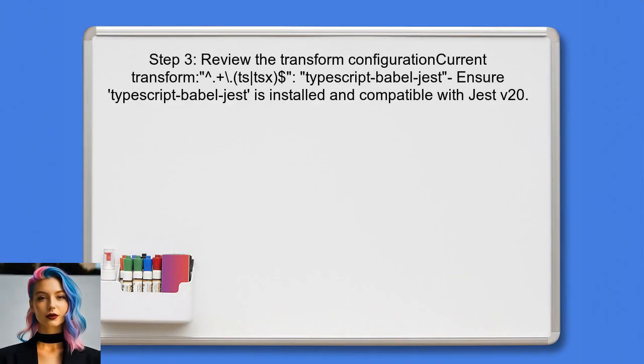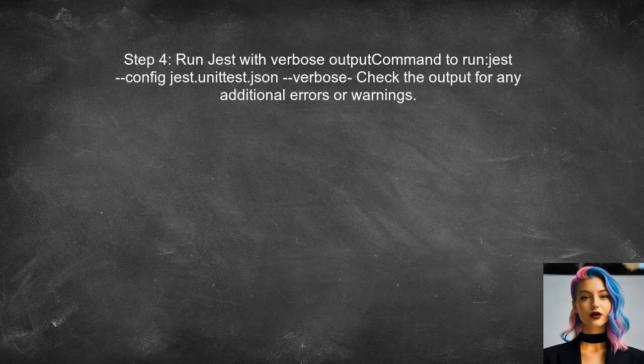Additionally, the user should review the transform configuration. The transform option specifies how files should be processed before testing. It's essential that the specified transformer is installed and compatible with Jest version 20. Finally, the user can run Jest with the verbose flag to get more detailed output. This can help identify any additional issues that may not be immediately apparent.